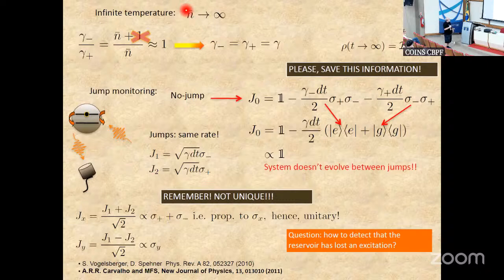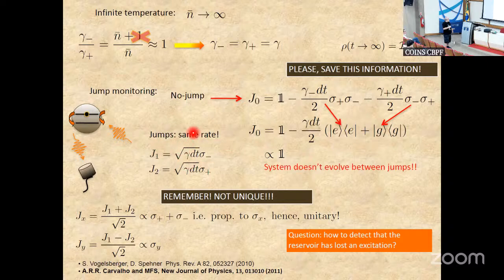And there is a limit for this dynamics, which is given by infinite temperature. Infinite temperature can be understood in this sense as the average number of photons in my reservoir being much larger than 1. So the rates for decay and absorption become the same rate. The asymptotic state for this dynamics is the identity in my qubit. And in this regime, you see that the no jump becomes proportional to identity, because now gamma minus is equal to gamma plus.